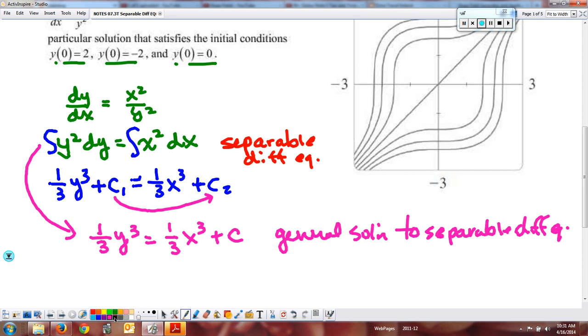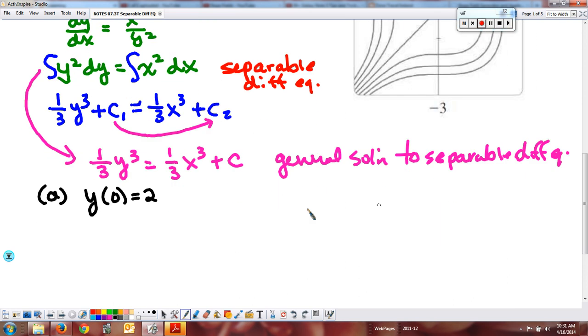Now we need to find our particular solution. So the first particular solution, we need y of 0 to equal 2. So essentially you just have to find the constant, if I put in 0 for x and 2 for y.